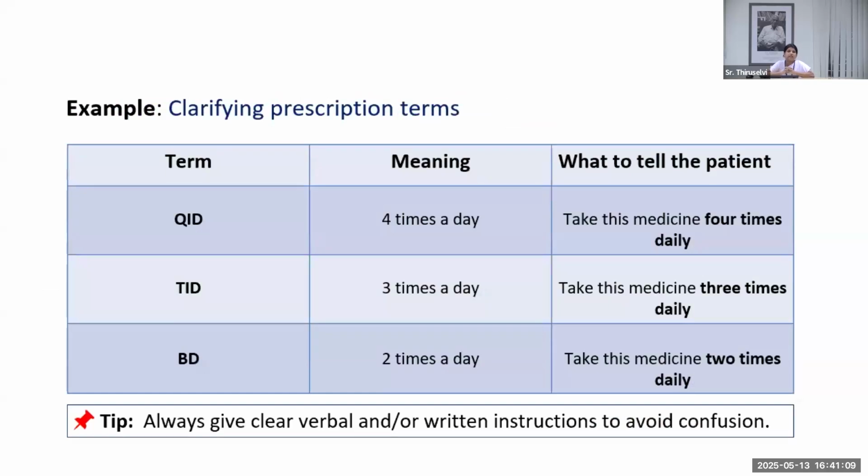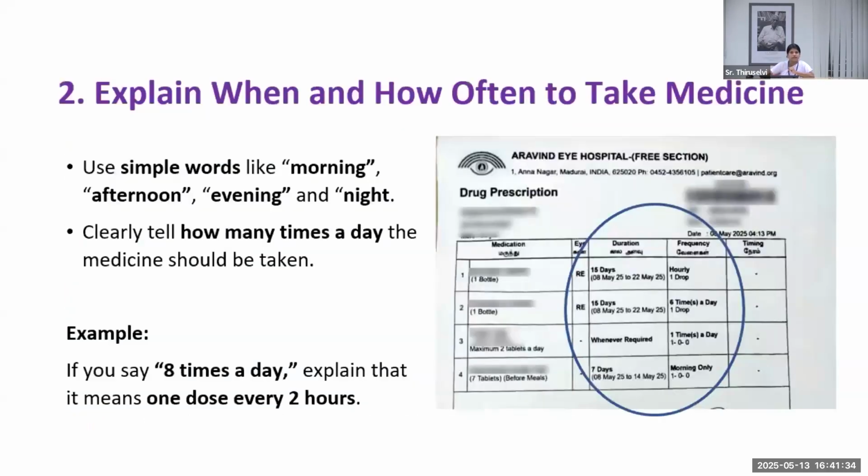For example, clarifying prescription terms: the term QID means 4 times a day, so tell the patients, take this medicine 4 times daily. TDS, 3 times a day: take this medicine 3 times daily. BD, 2 times a day: take this medicine 2 times daily. Tip: always give clear verbal and/or written instructions to avoid confusion.